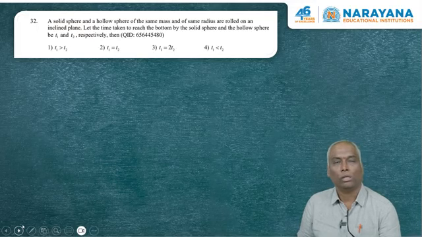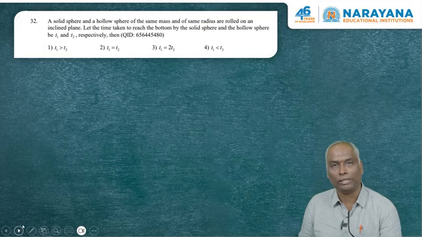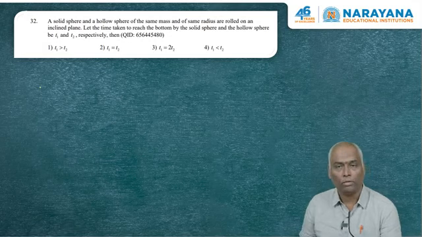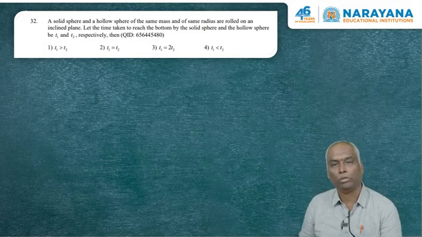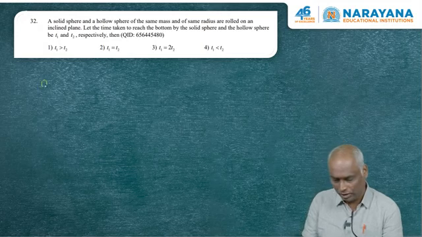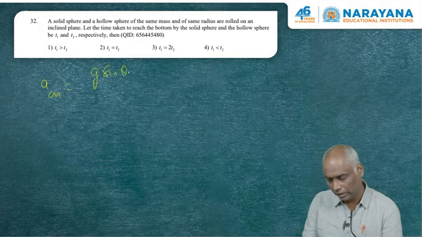Question number 32. A solid sphere and a hollow sphere of the same mass and the same radius are rolled on an inclined plane. Let the time taken to reach the bottom by the solid sphere and hollow sphere be T1 and T2 respectively. Then they are asking the relation between T1 and T2. We know very well that whenever a body is rolling down an inclined plane without slipping, the acceleration of the center of mass is going to be constant. The acceleration of the center of mass of a body rolling down an inclined plane will be given by g sine theta whole divided by 1 plus kcm square divided by r square.